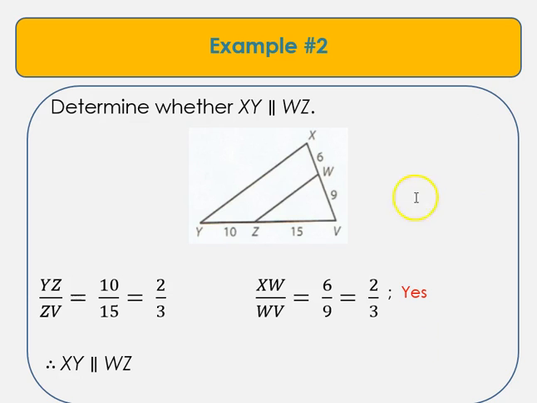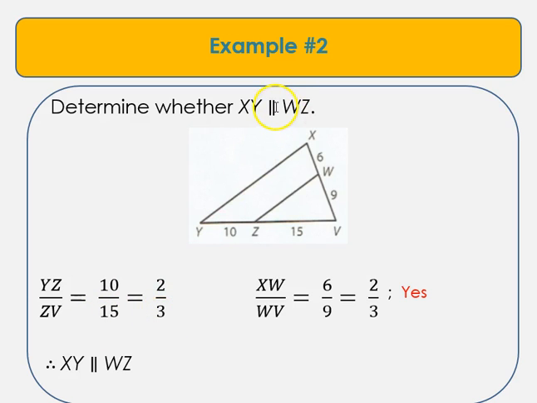Example 2. This is the same figure, it's just flipped, but everything still applies. And determine whether these two segments are parallel, XY and WZ. So we'll go ahead and set up some proportions, and they begin with the bottom and they say YZ is to ZV. There it is right there. And that you have numerical values, so that would equal 10 over 15, which equals 2/3.